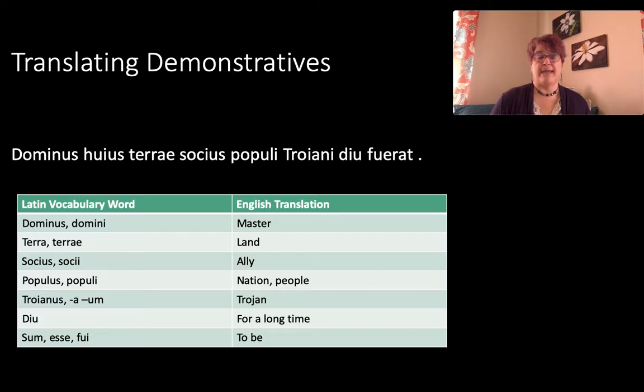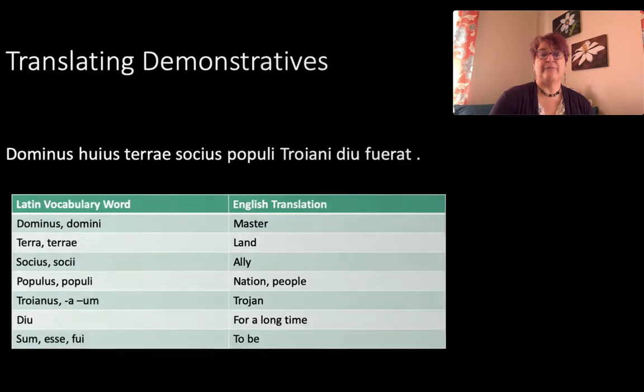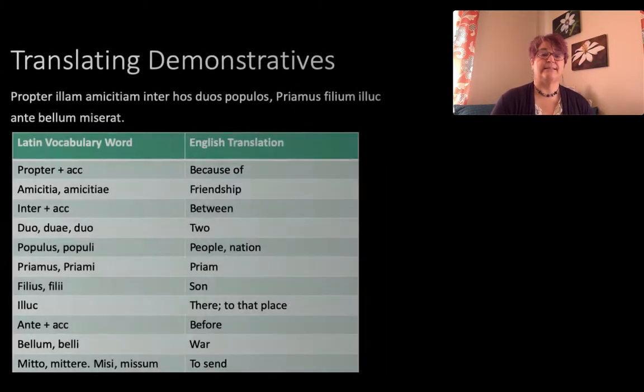Dominus, the master, huius terrae, of this land, fuerat, had been, socius, an ally, populi Trojani, of the Trojan people, diu, for a long time. So I didn't think a whole lot about how huius was used in this sentence. It just made sense that if there was a noun after it in the genitive singular, that it should naturally go with it. Let's see if we have as much luck in this sentence.